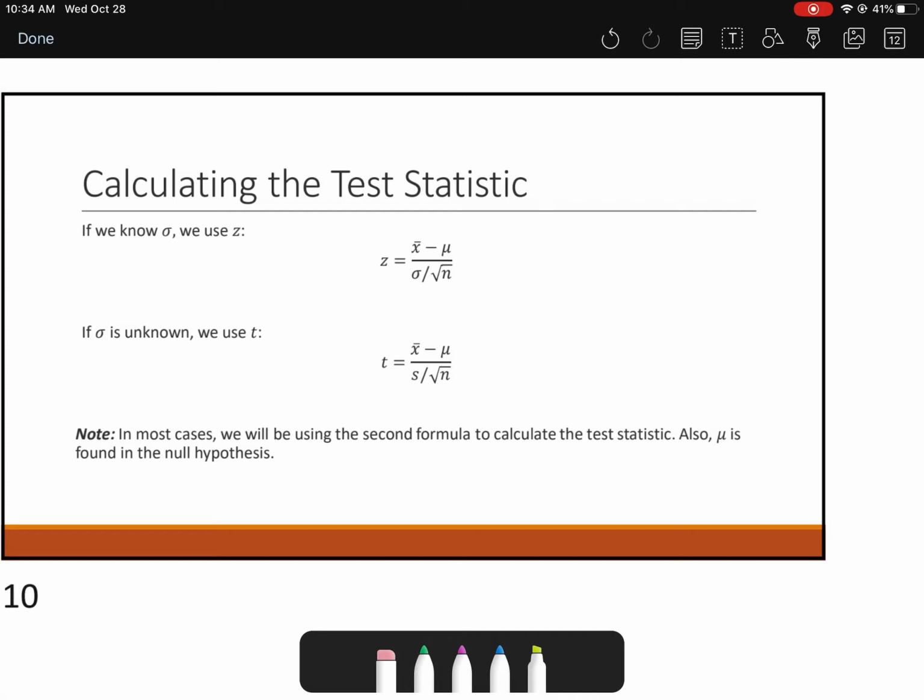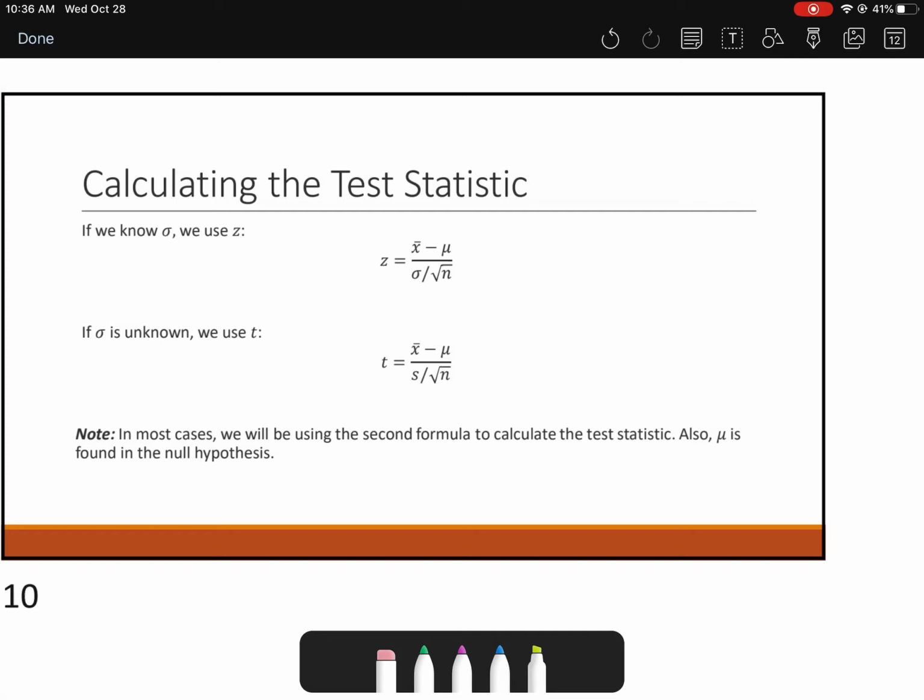Okay, so how do I calculate the test statistic? If we know sigma, then we're going to use the Z like we talked about. So that would be x bar minus mu divided by the standard deviation divided by the square root of n. And remember, n is your population size. If sigma is unknown, we use the t. So your t is again x bar minus mu all over s divided by square root of n. And remember, s is just your sample standard deviation, and sigma is your population standard deviation.